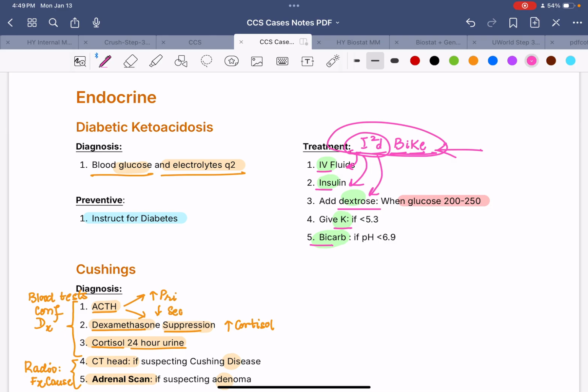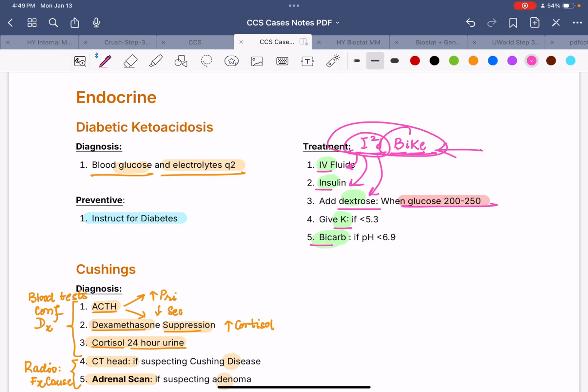So the I's first of all stand for IV fluids and insulin. Since this is a hyperglycemic state, we want to dilute the blood and bring down the glucose levels. Next, once the glucose levels are down to between 200 and 250, then we can also add dextrose. So we don't want the patient to go into hypoglycemia with too much insulin. Therefore, we are going to begin with IV fluids and insulin with the I's, and then for D, we will add the dextrose when the glucose is between 200 and 250.